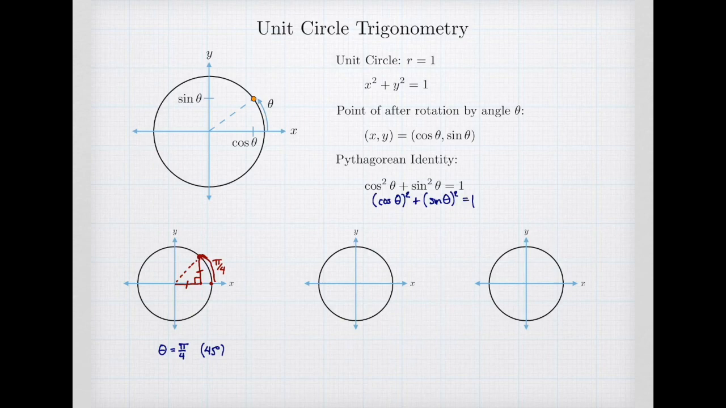So I can use the Pythagorean identity. If I know that my x and y coordinates are the same, I get x squared plus y squared equals 1. And if x and y are the same, I get 2x squared is 1. My x coordinate and my y coordinate are both equal to the square root of a half, which means I know this point is the square root of a half and the square root of a half.